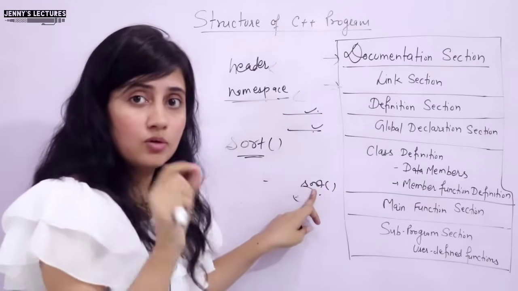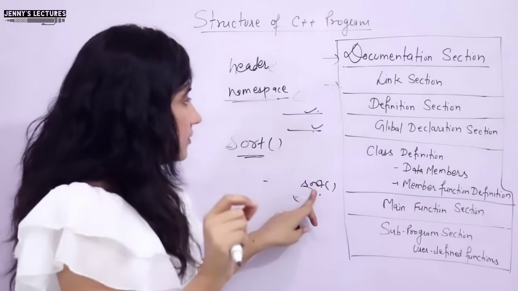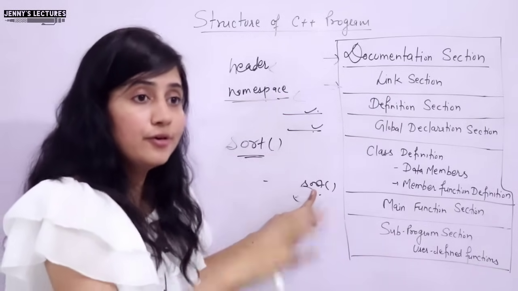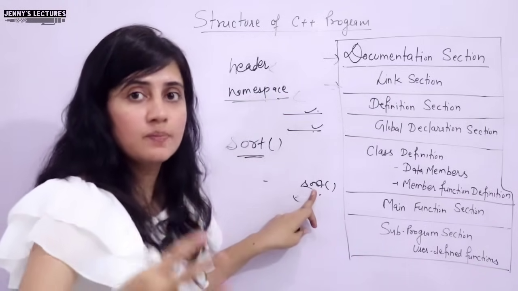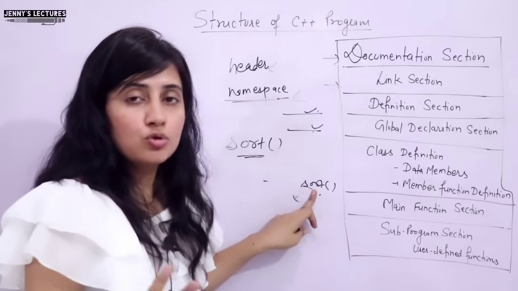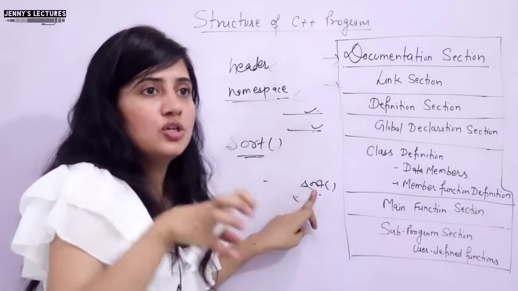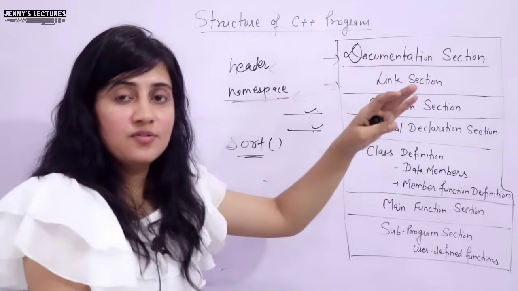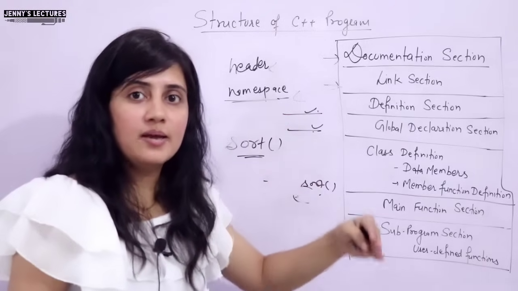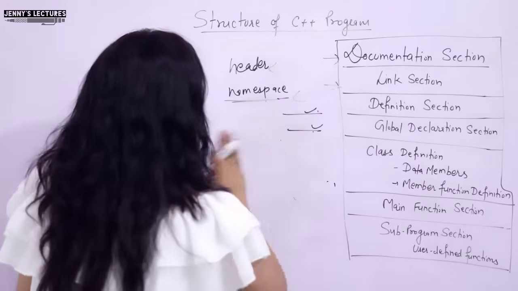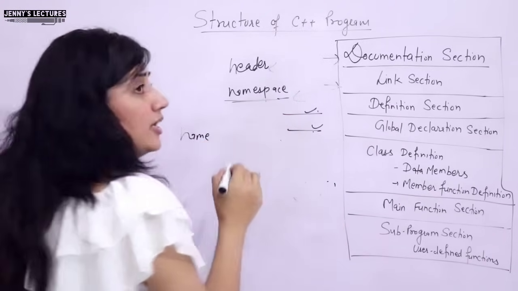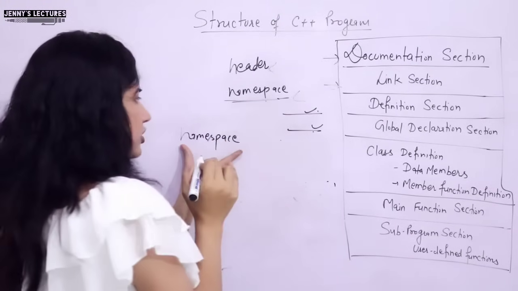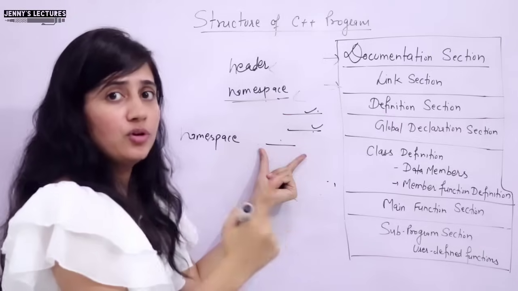To resolve this ambiguity, we use the concept of namespaces. They introduced the concept of namespaces in programming languages so that the same name of any function, object or class can be used. Because the namespace is different, if the name is same, there would be no conflict like this. And you can create your own namespace also. How to create? Just write the keyword namespace and the name of your namespace.